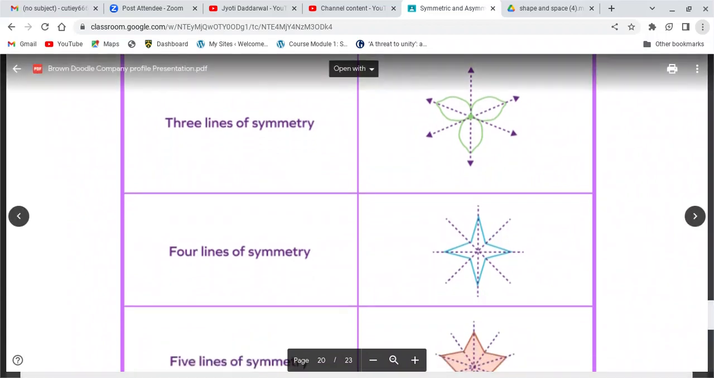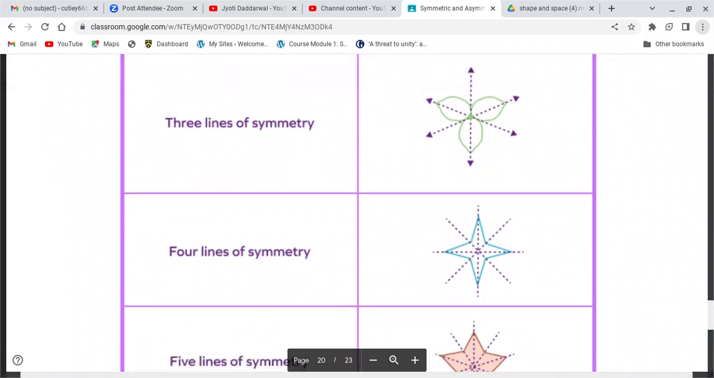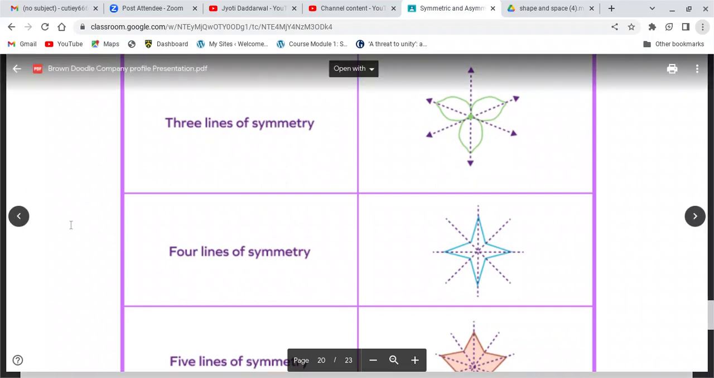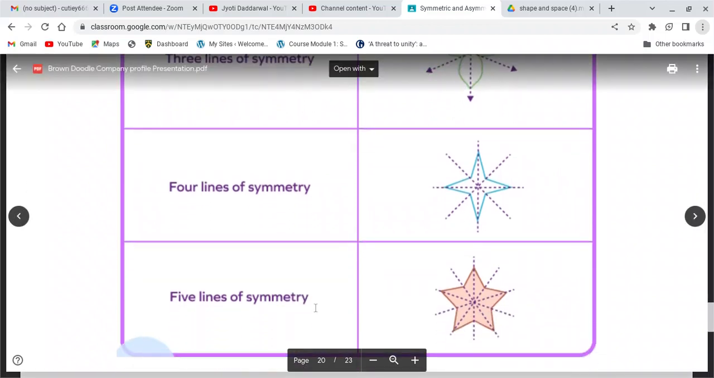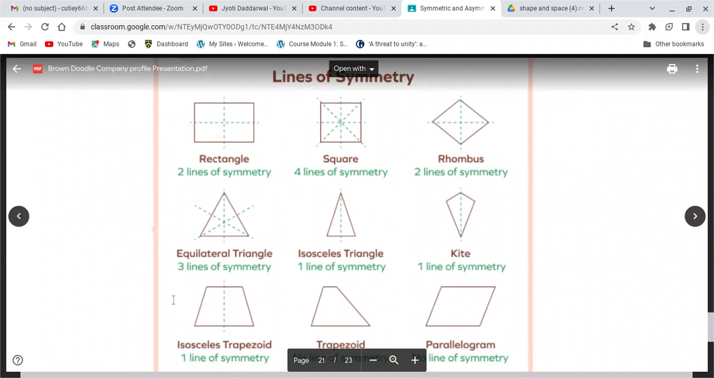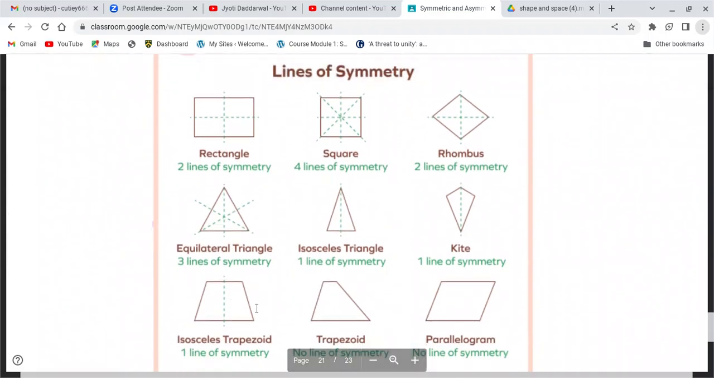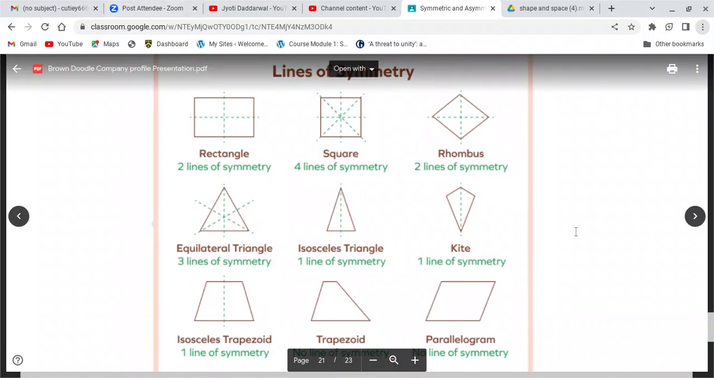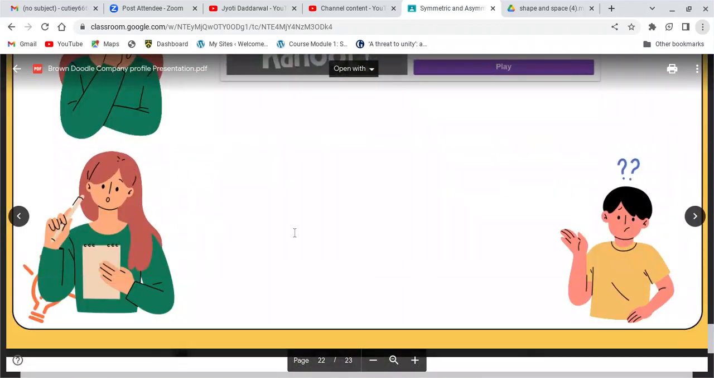Then I introduce this new thing: three lines of symmetry, four lines of symmetry, and five lines of symmetry. Students feel so excited about this kind of thing. Then I give this chart and ask them to learn about it. Obviously, all these figures are not understandable to them because they are just grade 4 students, but I try to give them a little bit of an idea, so that when they go to the higher classes, they have some idea about it.